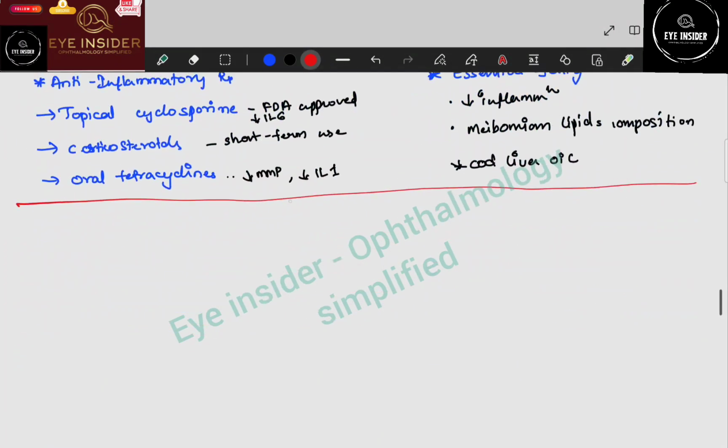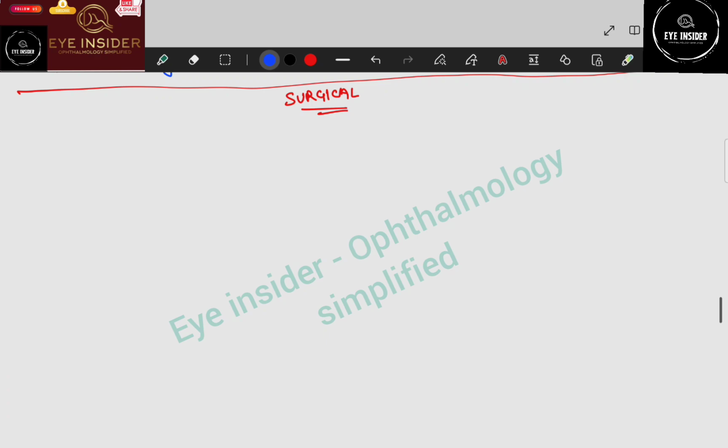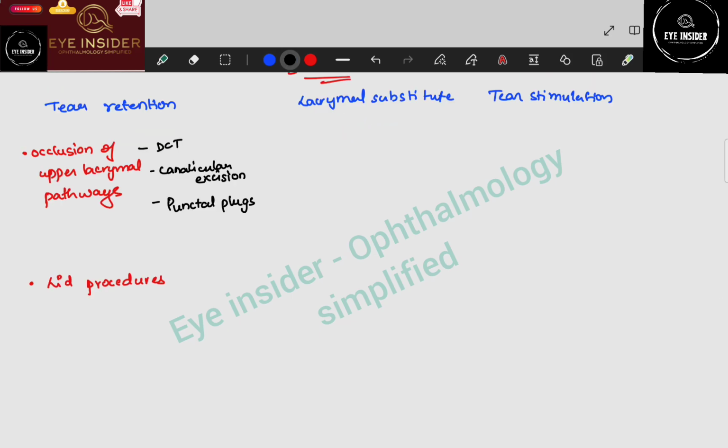Now coming to surgical management, we have the same principle, that is tear substitute, tear retention, and tear stimulation, right? So how do we perform this surgically? In the occlusion of upper lacrimal pathways, we have canalicular excision and punctal plugs, and in lid procedures we have tarsorrhaphy, blepharoptosis, and amniotic membrane grafts.